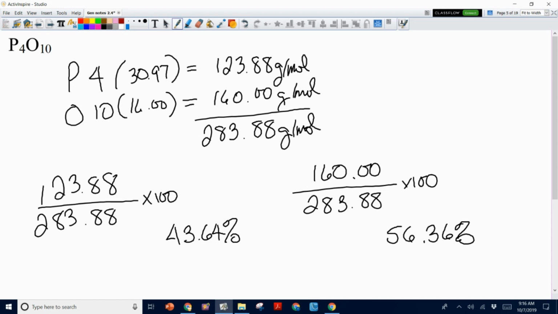Okay, so add those two together, you should get 100. And I get 100 exactly. So percent composition, 43.64% is the phosphorus. 56.36% is the oxygen.